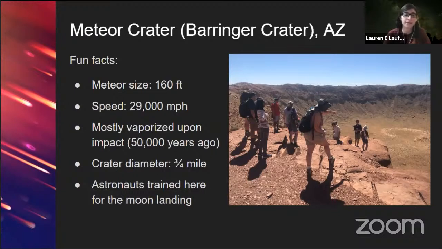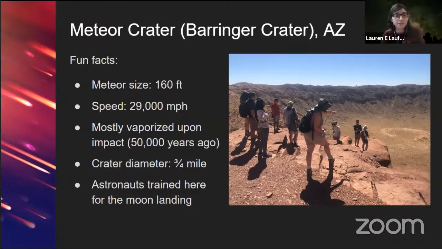Some cool fun facts about this. This was 50,000 years ago, so relatively short on a cosmic timescale. And the crater is really big. It's almost a mile in diameter. And astronauts actually trained at the bottom of the crater for the moon landing. In the middle of the crater at the bottom, there's actually a cute little, not cardboard, but cutout of an astronaut so that you can see for scale. And in this picture on the right, there's me, well, I'm not the person in the middle, but to the left of the middle, because I've been there.